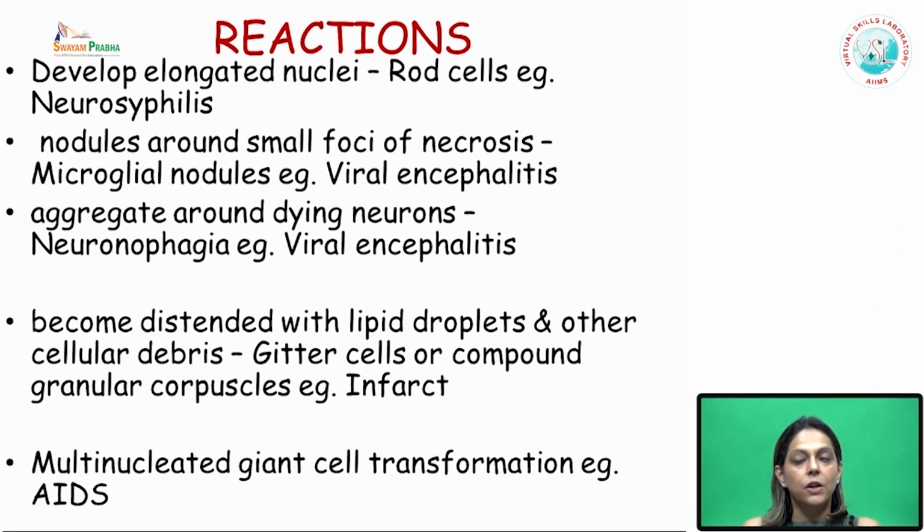They can develop elongated nuclei. These are known as rod cells. They can proliferate in the form of nodules. These are known as microglial nodules. They can surround and destroy a neuron. This is known as neuronophagia. Or they can get distended with the presence of lipid droplets in the cytoplasm, which are known as gitter cells. Or sometimes they can get together and form multinucleated giant cells in cases of AIDS. So these are various kinds of reactions of microglia to injury.